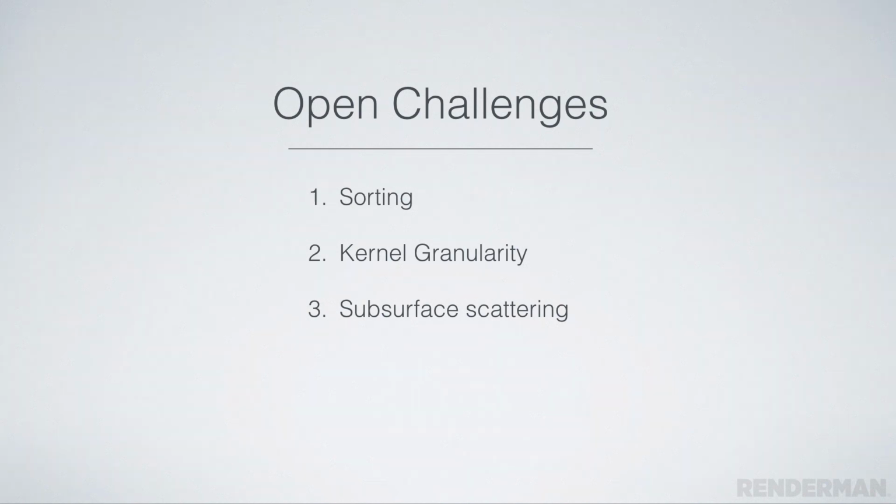light transport problem, and consequently how small are the kernels that we launch. And the third one is subsurface scattering, which is a common technique in film production for producing realistic images. However, although it's a simple algorithm and very naturally expressed, it isn't always easy to run the algorithm efficiently on the GPU.